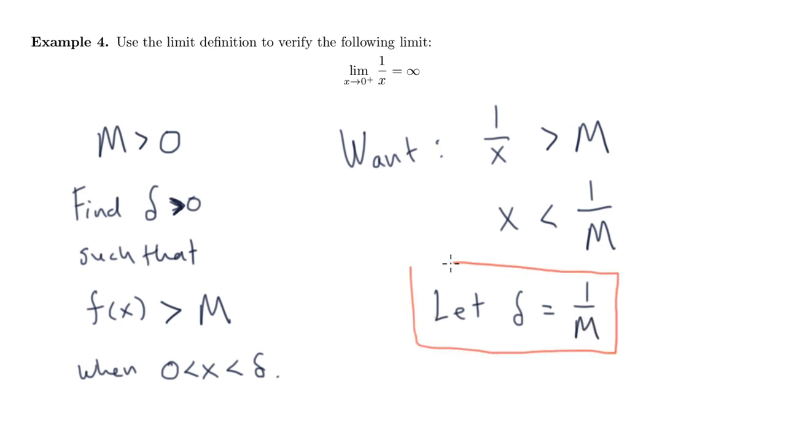And why did we do that? Because if delta is 1 over m, now we're thinking about x being a positive number here, so if x is less than delta, x is less than 1 over m, but that means that 1 over x is greater than m for any m we want. So we're done.